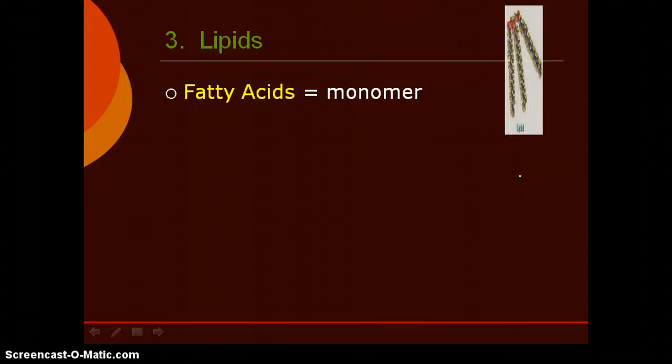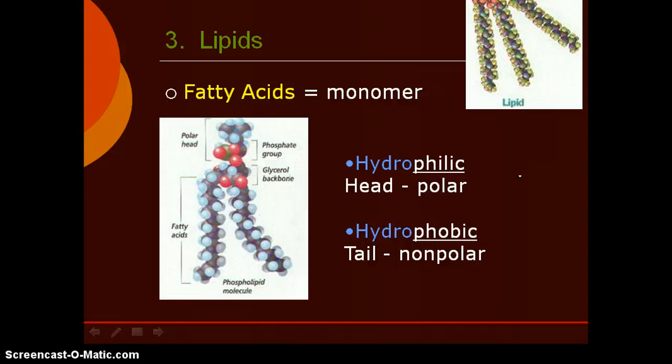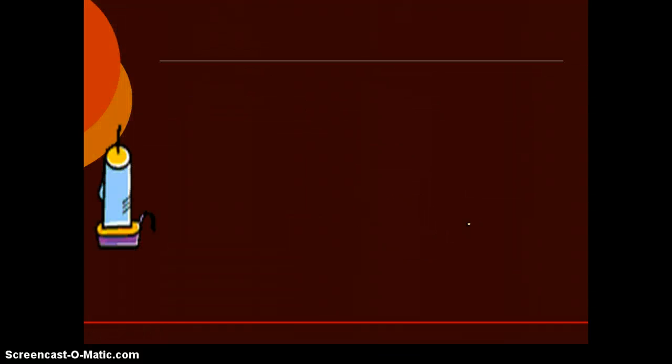All right, lipids have fatty acids as a monomer, and we have a hydrophilic and a hydrophobic end. This means water-loving, and this means water-fearing. So it repels water, and the water-loving will attract water. We will see this in Chapter 5 more as we talk about the cell membrane.